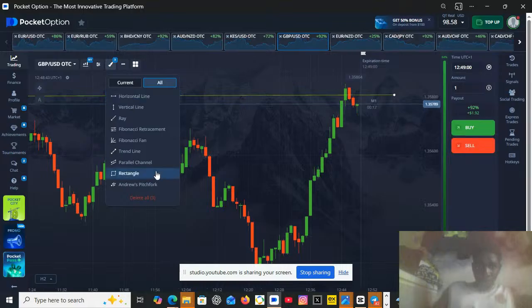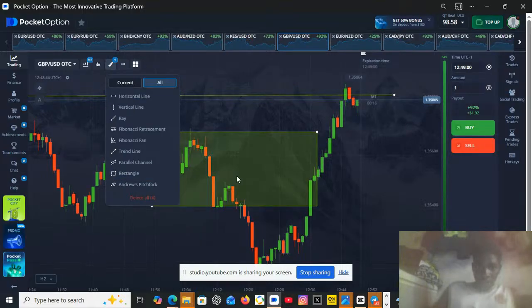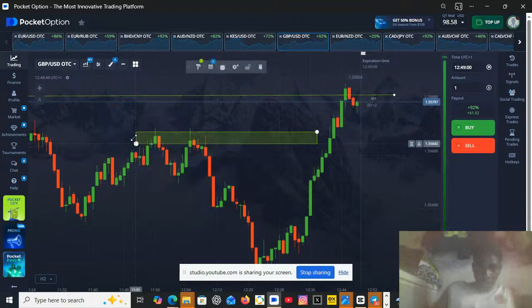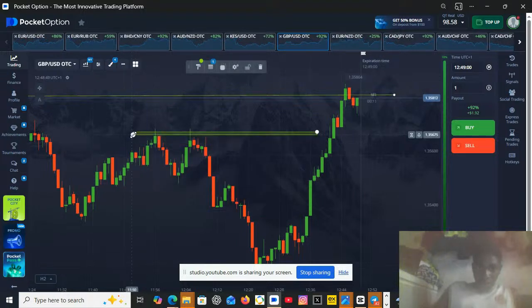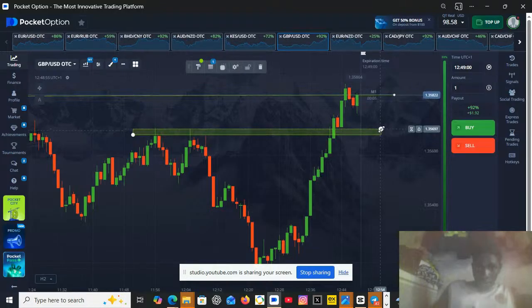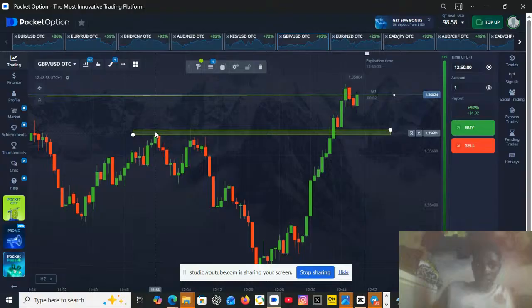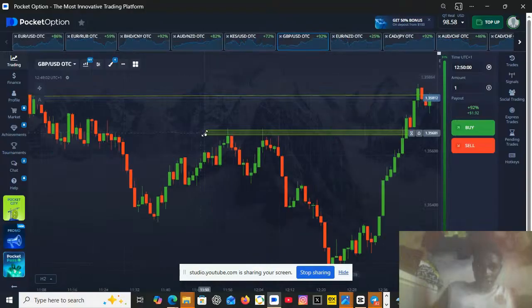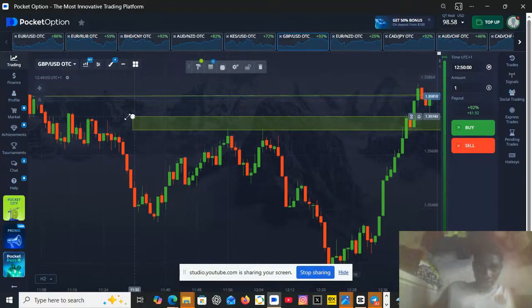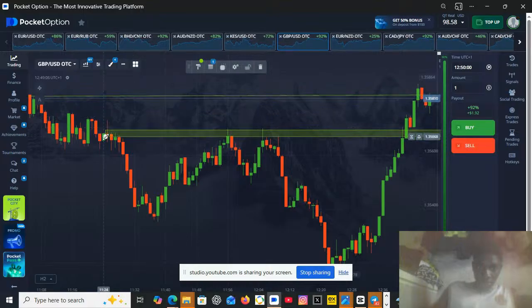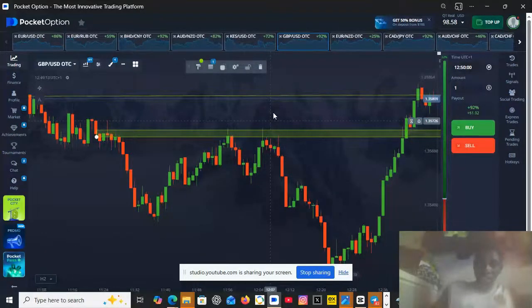This is binary options trading. Okay, this is a resistance break, as you can see here. You can see this is a resistance level. The price came here, retraced, came here, retraced again, came here, retraced, touched here again, and came back down.